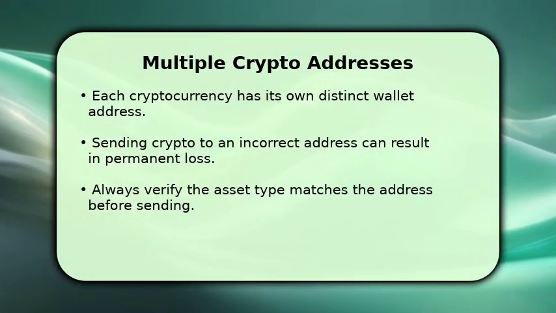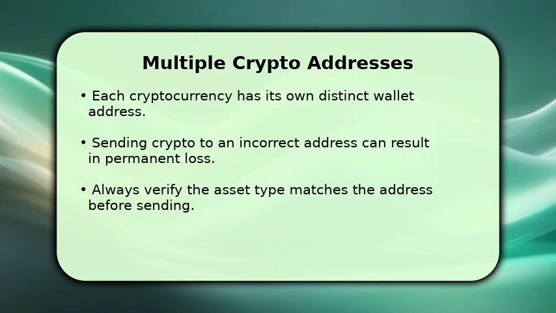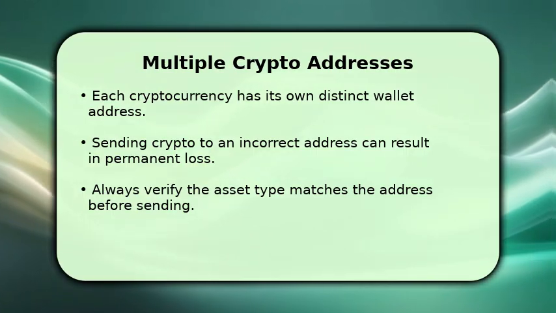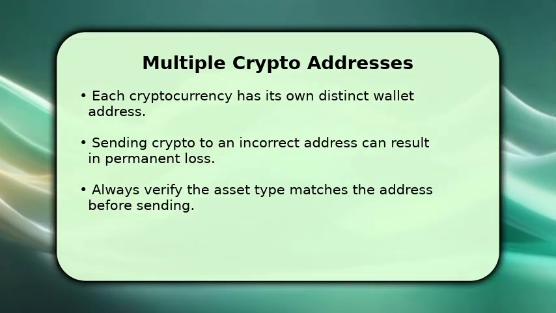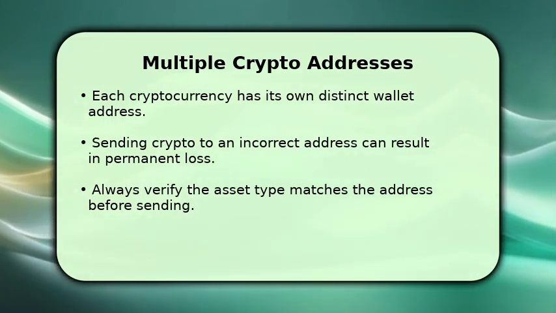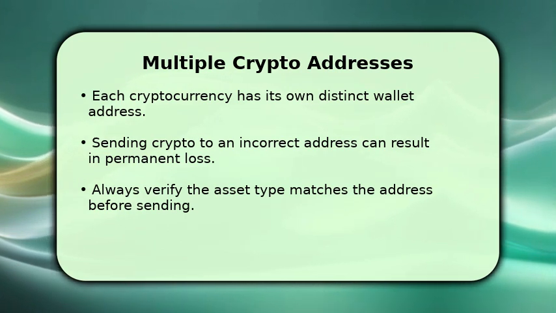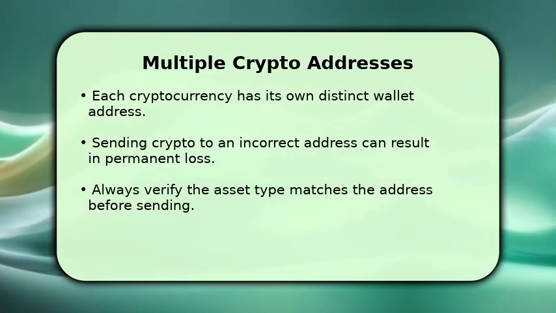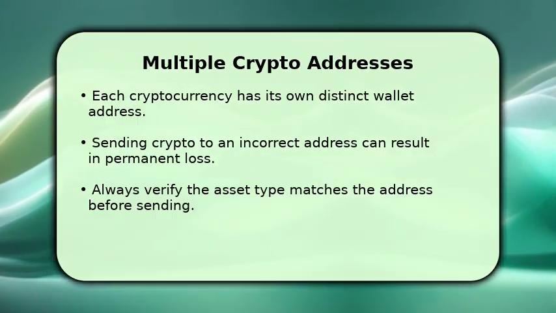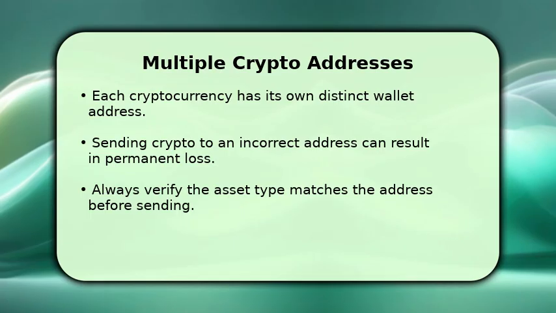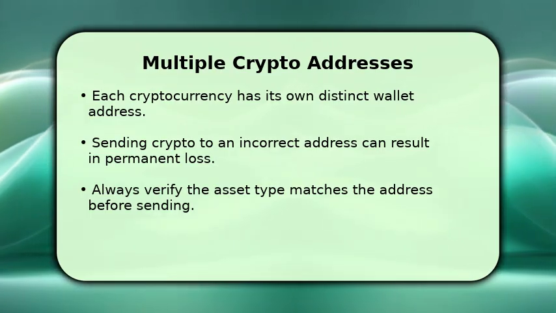It's crucial to understand that each cryptocurrency has its own unique wallet address. For example, your Bitcoin address is different from your Ethereum address. Sending funds to the wrong type of address can lead to irreversible loss of your assets. Always double-check that the cryptocurrency you intend to receive matches the address you are sharing or using. Accuracy is key in crypto transactions.